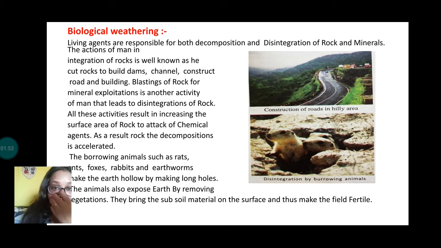All these activities mainly result in increasing the surface area of the rock, and a few are by chemical agents, which dissolve a few minerals by chemical reactions. Also, some animals that live in burrows, like the fox, rabbit, and rats, and the earthworm, are responsible for the disintegration and decomposition of rock. They make hollows by making long holes when making their burrows. The animals also expose the earth by removing vegetation. They bring the subsoil up to the surface and make the field fertile. With the help of these animals, the soil is also fertile.